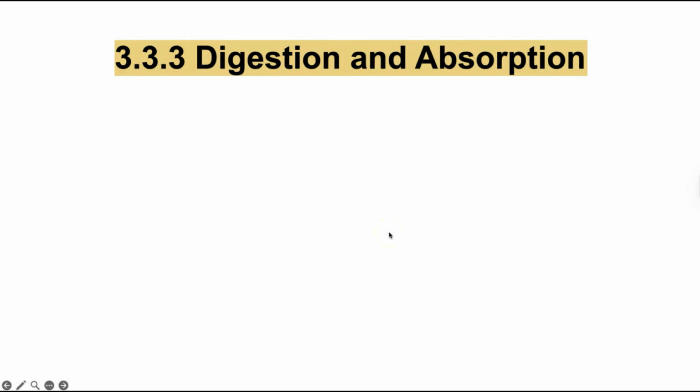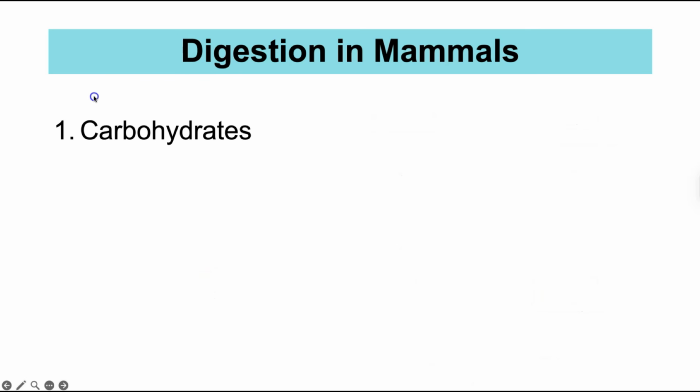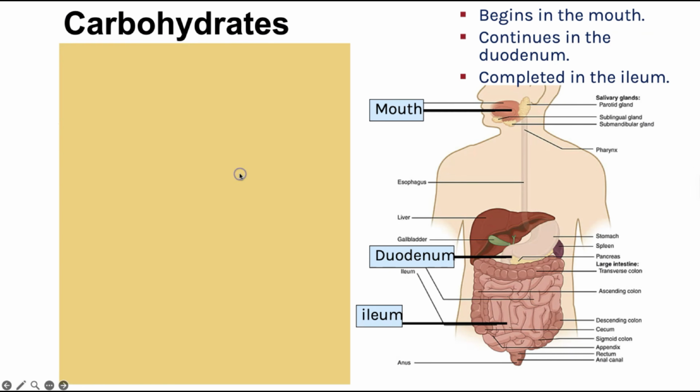Next then, 3.3.3, digestion and absorption. So during digestion, the definition of digestion is large biological molecules are hydrolyzed into smaller molecules that can be absorbed across cell membranes. And in mammals, we will learn about how carbohydrates, lipids, and proteins are digested. Those are the three biological molecules that you need to know.